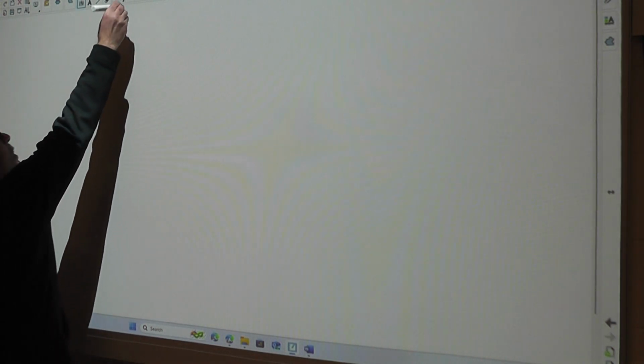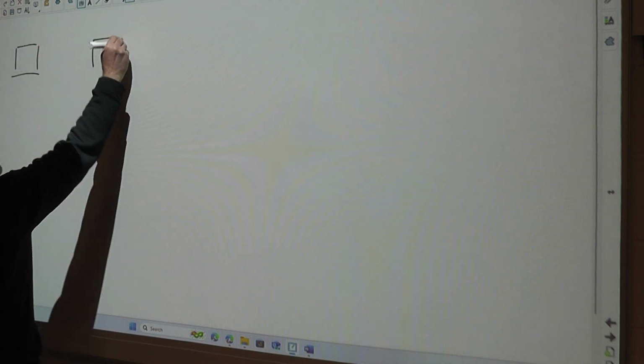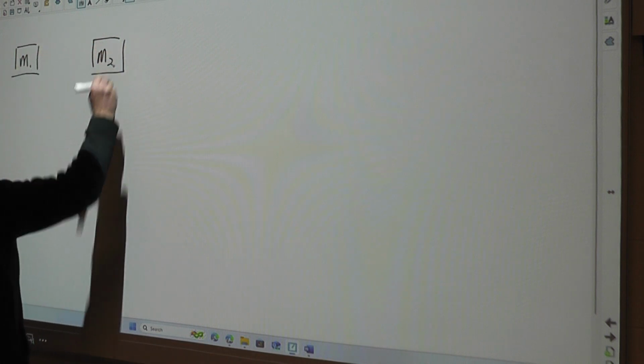So this is a universal setup for two-dimensional collisions between two objects. And you'll see, not now, but down the road, that we can modify this to deal with a couple of kind of interesting situations where we have one object that breaks into two, or we have two objects that combine into one. We can still deal with it using this framework. And the way it works is you draw the objects as boxes. You label the objects with their mass.